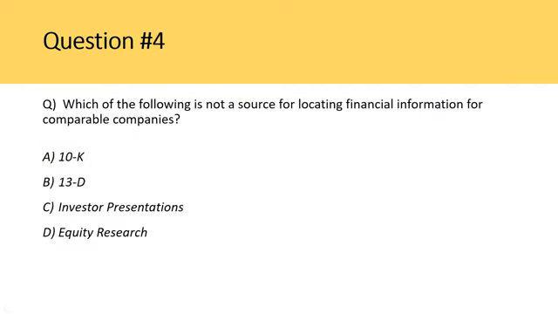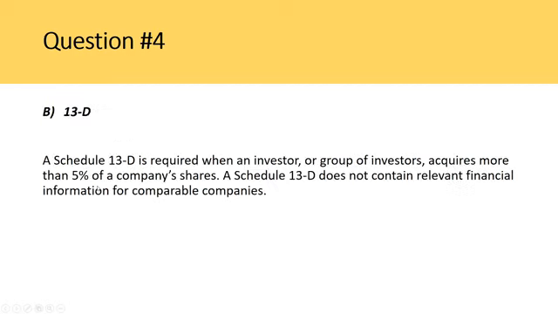Now, question 4, which of the following is not a source for locating financial information for comparable companies? The 10K is the annual report. 13D, I don't think it's 13D. Investors' presentation is another source of financial information, and equity research is a very important source of information, and a lot of analysts refer to their own investment bank's equity research department or others on the street. So the answer in this case, which is not a source of locating financial information, would be 13D for question 4, right? So selection B.